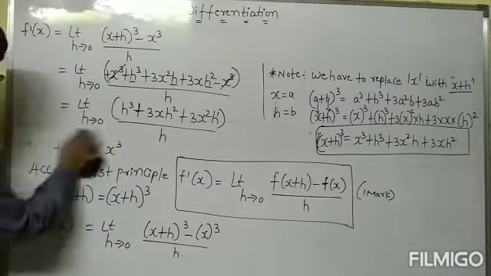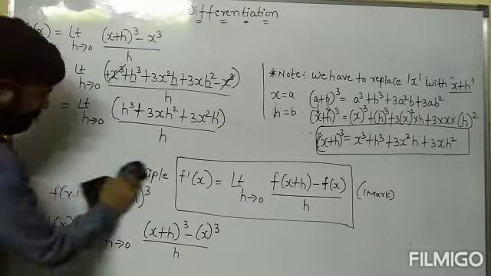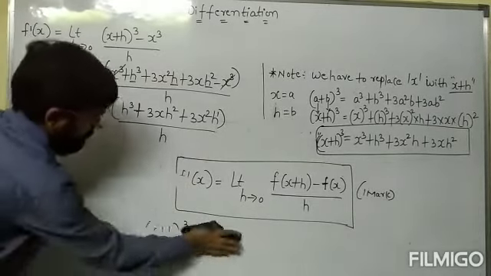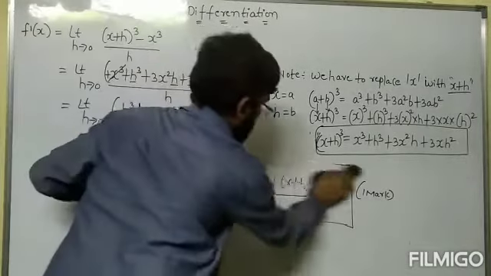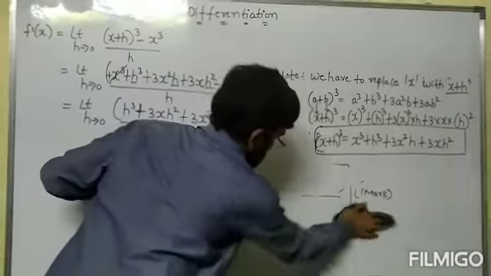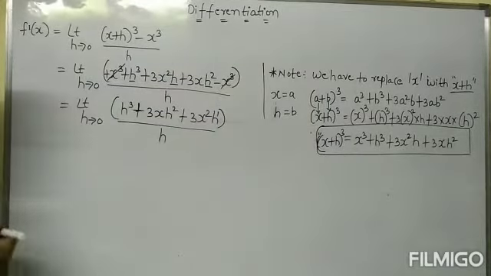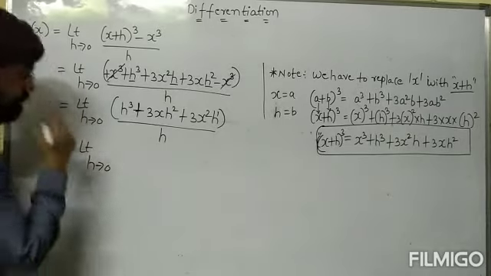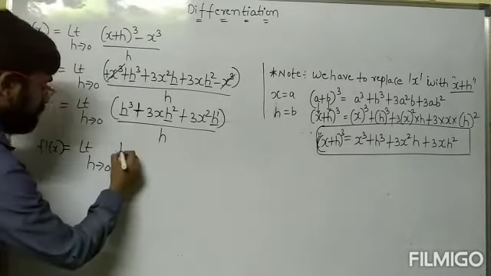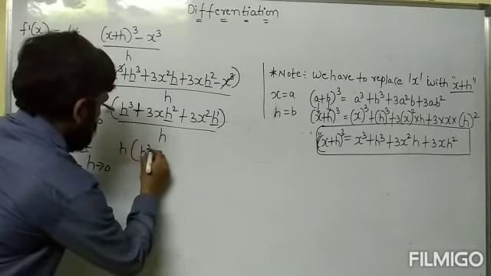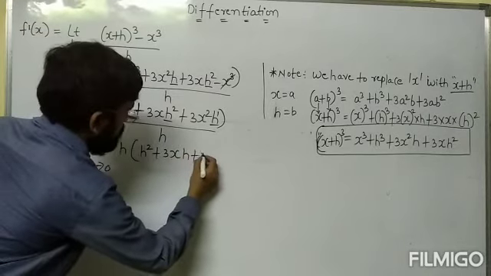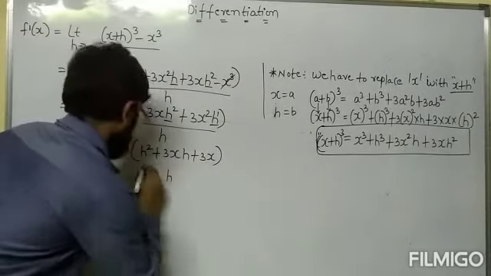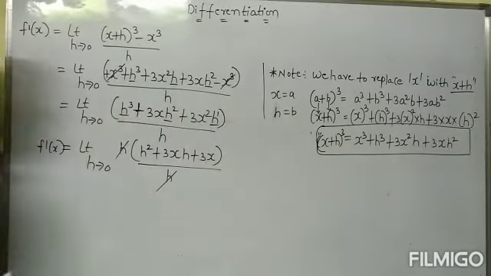Now what should we do? We need to do substitution. So f dash of x is equals to limit h tends to 0, h common: h into h square plus 3x h plus 3x square, by h. So h gets cancelled.